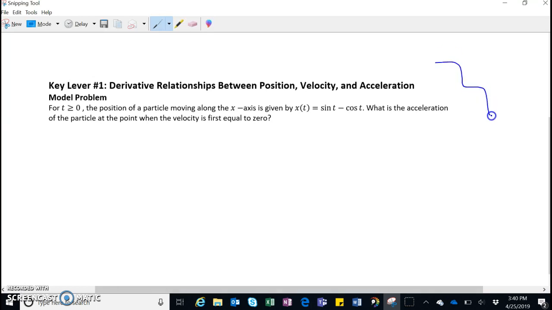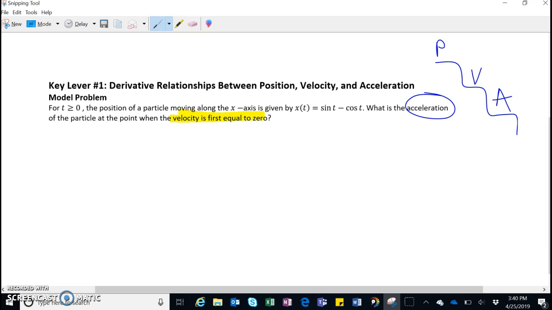So if you want to think about the stairs that we reference in physics problems, that's what this problem highlights right here. We have positive time values and we're given a position function for this particle. We're asked to find the acceleration at the point when the velocity is first equal to 0. So the big thing that I eventually want to find is an acceleration, but I can't do that until I first know when my velocity is equal to 0.